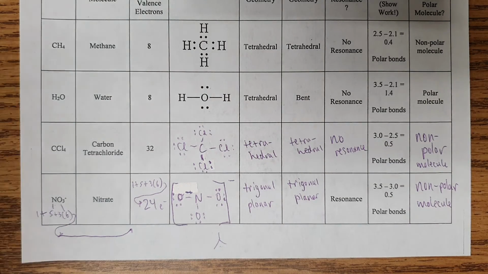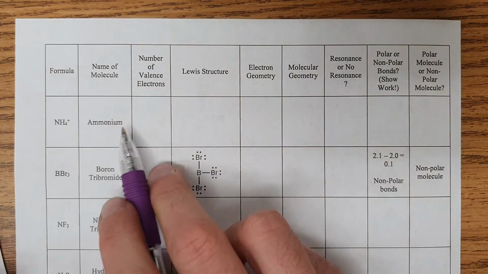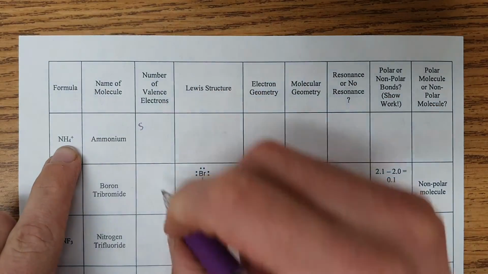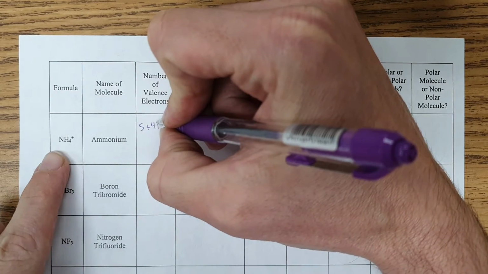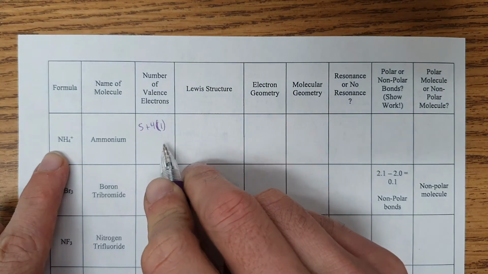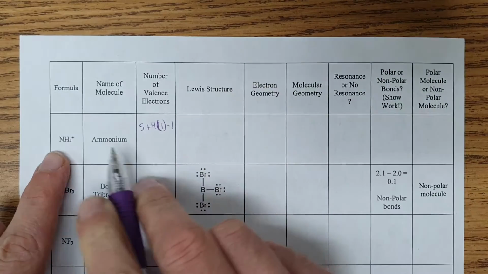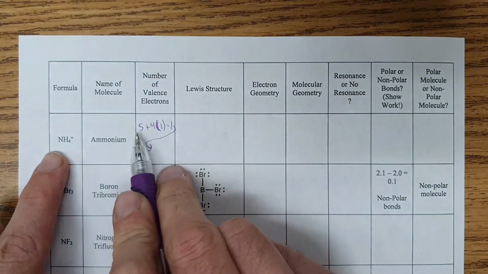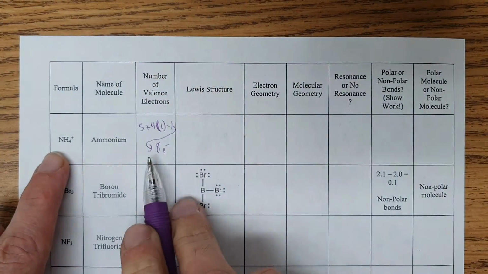Okay. Let's move this on. All right, let's do this one. Ammonium, number of valence electrons. Nitrogen has 5, and hydrogen has 1, and there's 4 of them. And then I'm going to minus 1 because of that plus charge. That gives you a total of 5 plus 4 is 9, minus 1 is 8 valence electrons.